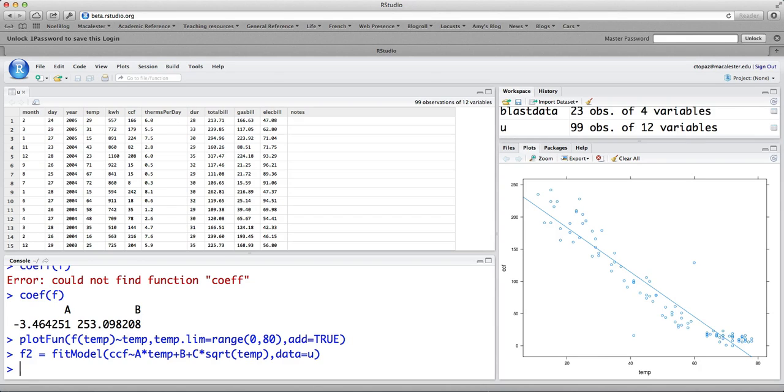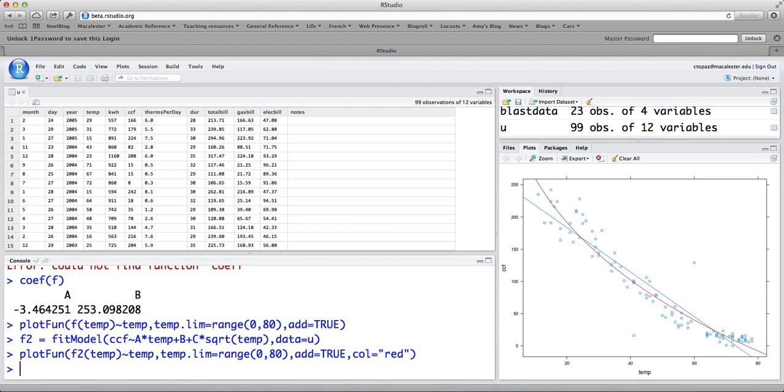Okay? And then we might want to add that to our plot as well. So I will do plotFun f2 of temp as a function of temp, where temp.lim equals range from 0 to 80. I want to add that to the current graph. And maybe let's make sure that it's in a different color so we can easily distinguish it from the blue curve that's there now. Let's say col equals red.